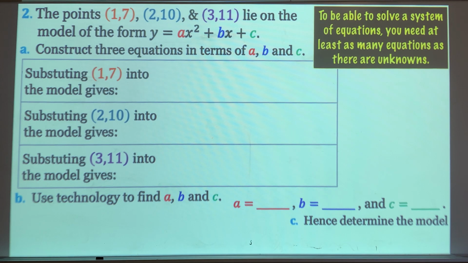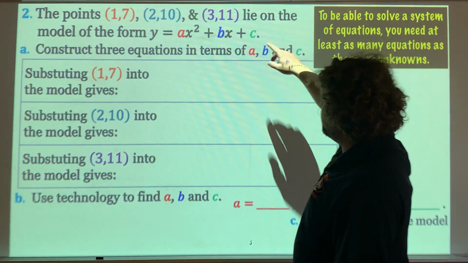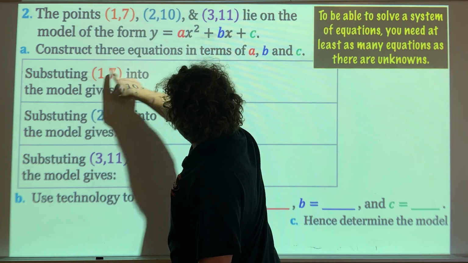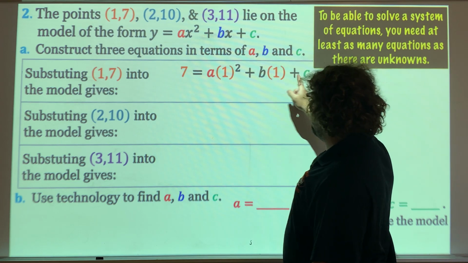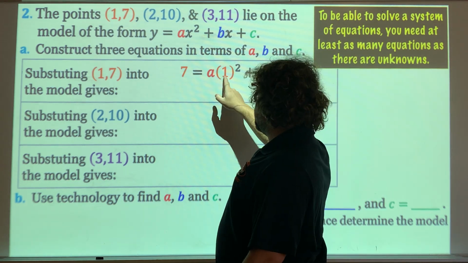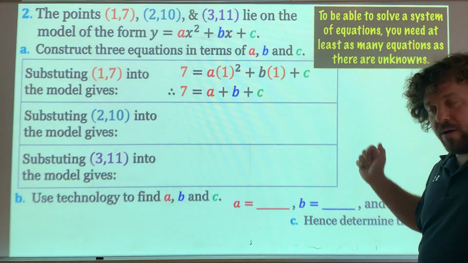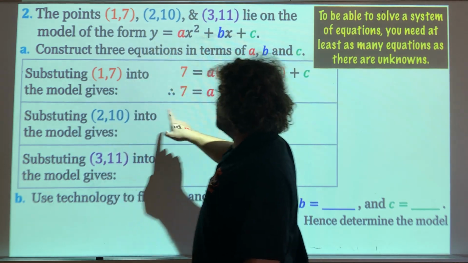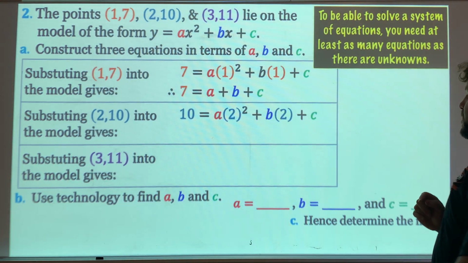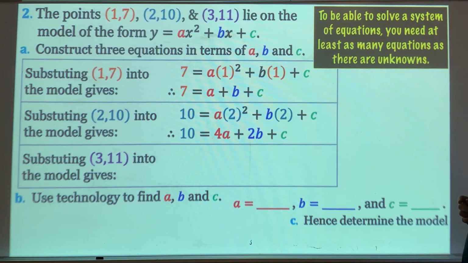All right, so we're going to substitute 1, 7 in, 2, 10 in, and 3, 11 in. All 3 of those lovely pieces are getting substituted in here. So this goes in for the x, this is y, so 7 equals a times 1 squared plus b times 1 plus c. 7 equals a plus b plus c. How hard is that? 2 goes in for your x, 10 goes in for your y. So 10 equals a times 2 squared plus b times 2 plus c. 2 squared is 4, so 10 equals 4a plus 2b plus c.